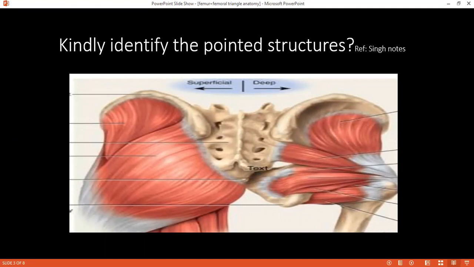So if you can tell me the contents of both of these. So the greater sciatic foramen is divided by the piriformis muscle into two parts, upper and lower. From the upper part is the superior gluteal nerve and artery. And from the lower part, we have the inferior gluteal nerve and artery, sciatic nerve, the nerve to quadratus femoris. That's the only ones which I can remember, sorry.